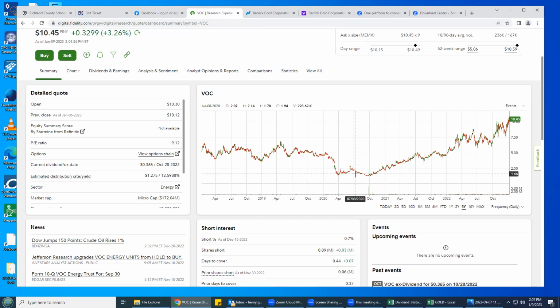So this isn't an oil stock, an energy stock. So it has got an upward trend. Again, for me, I would not recommend buying it at this price, but the chart looks great.